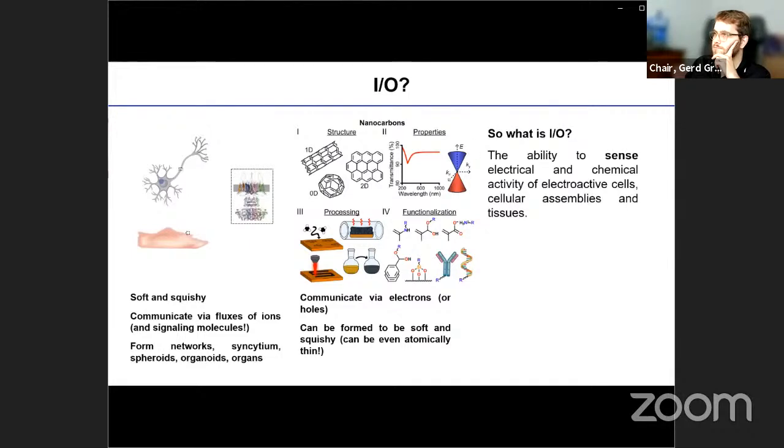IO from my end is the ability to sense electrical and chemical activity of electroactive cells, cellular assemblies and tissues, or the ability to modulate cellular or tissue activity either electrically or chemically.